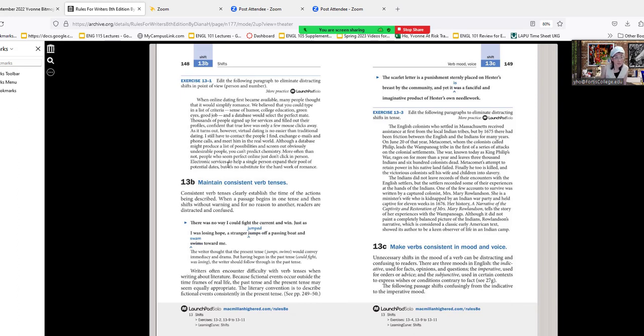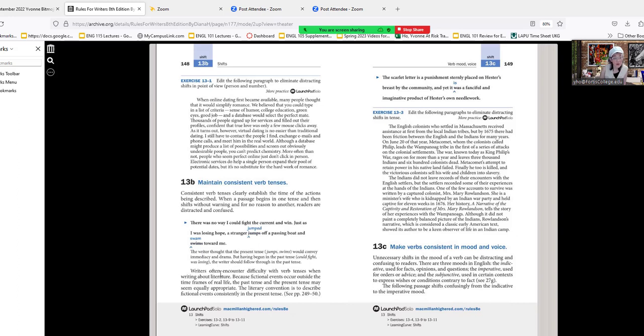So there was no way I could fight the current. And just as I was losing hope, a stranger jumped off a passing boat and swam toward me. And so here you have past tense, past tense, past tense, past tense, past tense. So here you have consistent verb tense because all of the verbs in the sentence are in past tense.